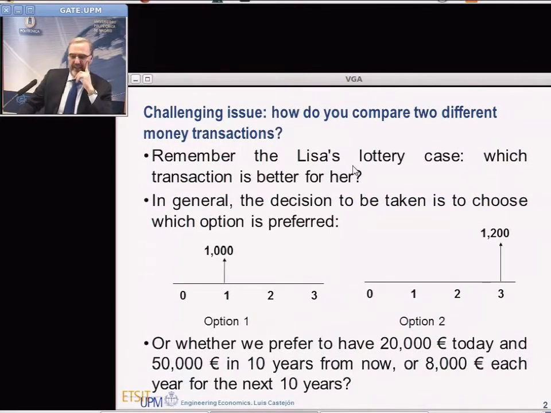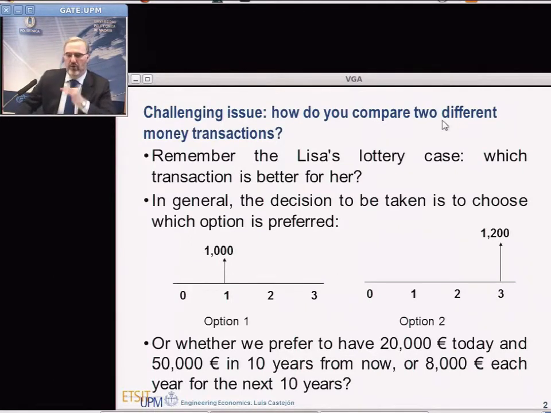Do you remember Lisa's lottery case? She won a lottery, and she was offered to receive one lump sum today. A lump sum is just one single, big amount today, or receiving small payments every year during 26 years. So what will be Lisa's economic decision? She doesn't know how to decide. So what Lisa needs is an economic equivalence formula to compare. That's what we are going to understand.